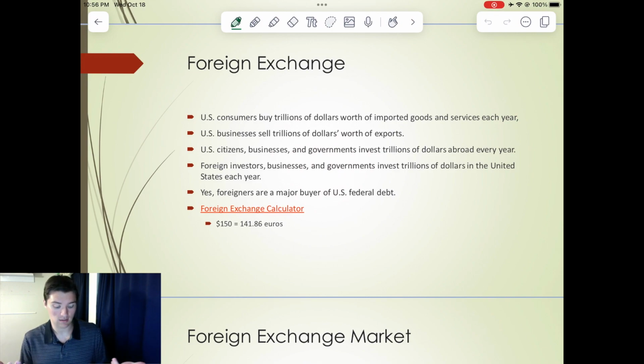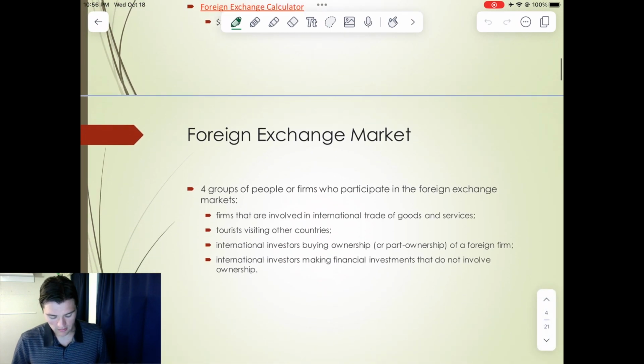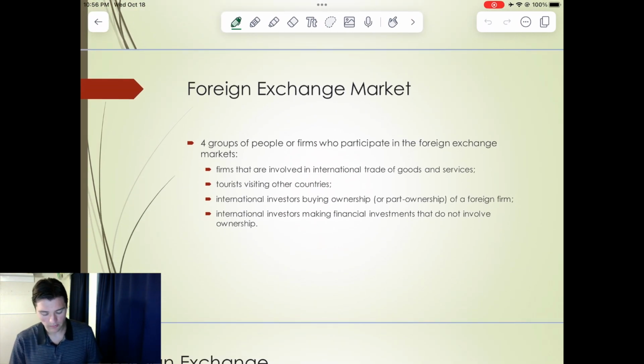So don't be stuck here not knowing what to do. Okay. So there are four groups of people or firms who participate in the foreign exchange markets. There are firms that are involved in international trade, so basically the exports and the imports. We have those people involved there.